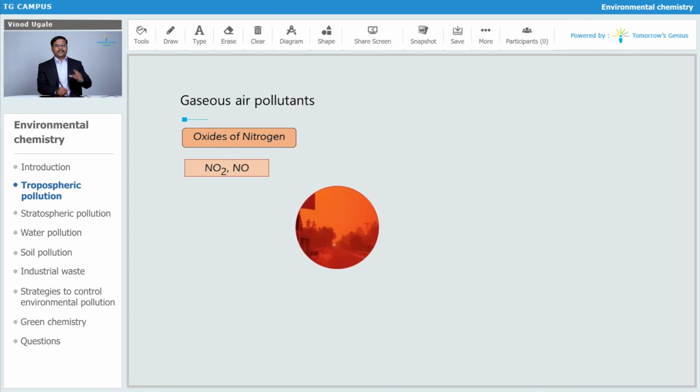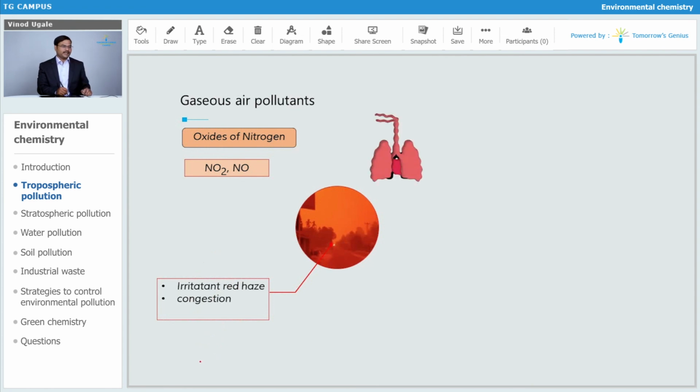Yes, you can see there is a red haze in the picture. This red haze is generated by oxides of nitrogen. This red haze is an irritant. It creates a lot of congestion in crowded areas and can cause a lot of adverse effects on human health when we get exposed to such a red haze. Again, it has adverse effects on lungs. Lung irritation can be there.